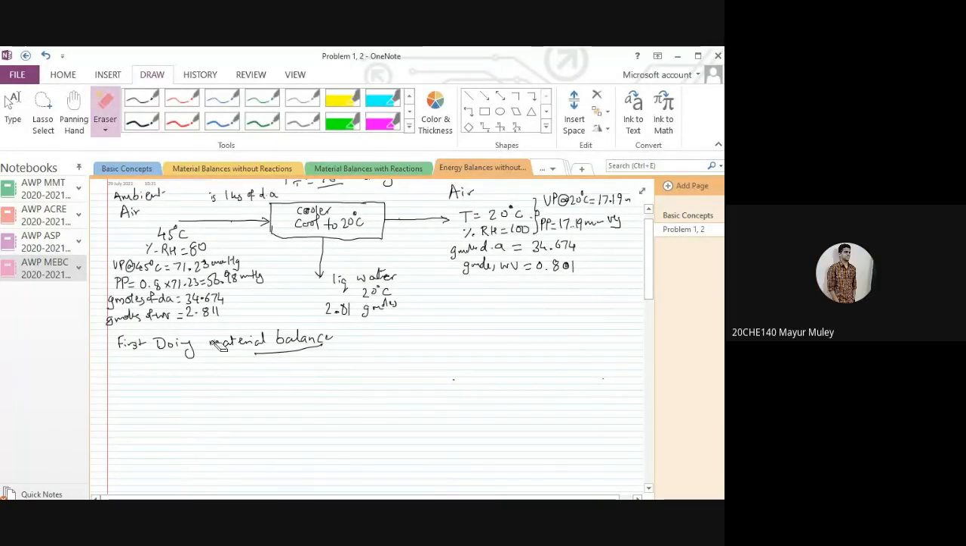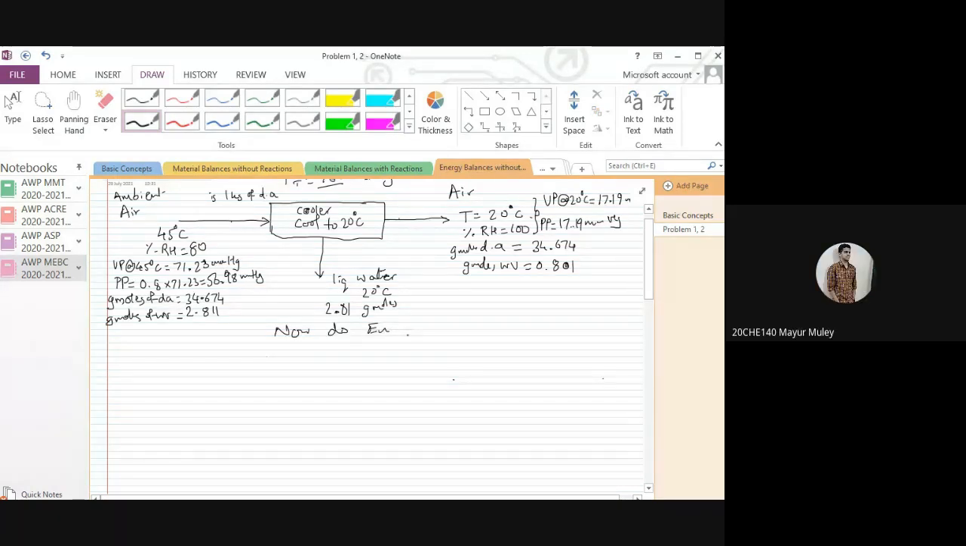Now, sir, let us do some energy balance now. Now we will start, now that we have finished material balance, right? Yes, sir. If this problem is for 79 marks, we would have at least secured 39 marks. Now do energy balance.